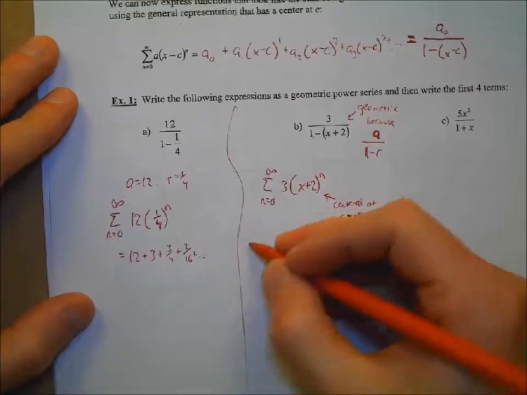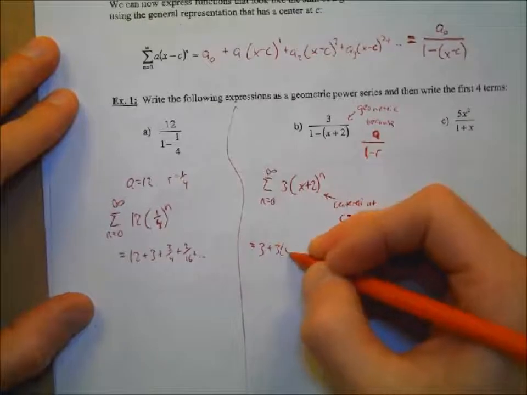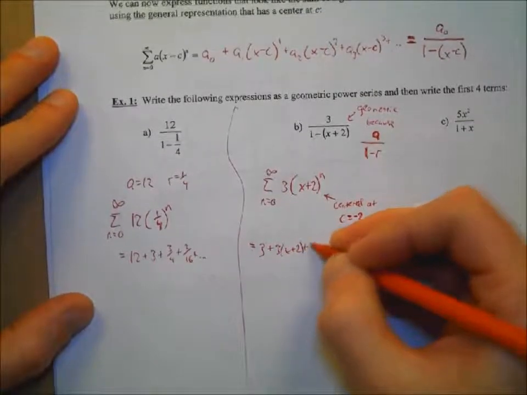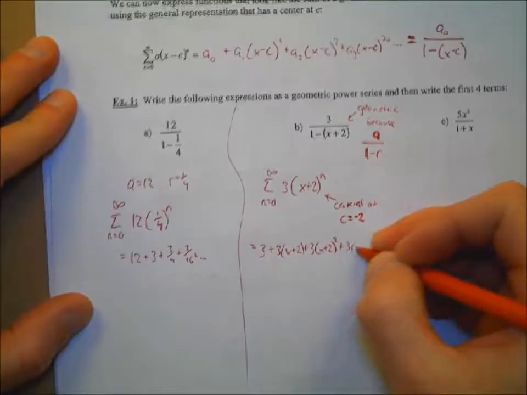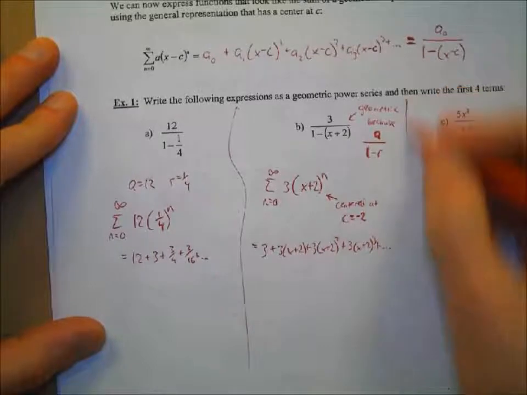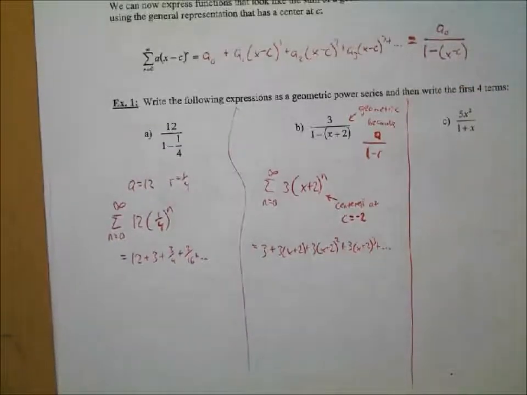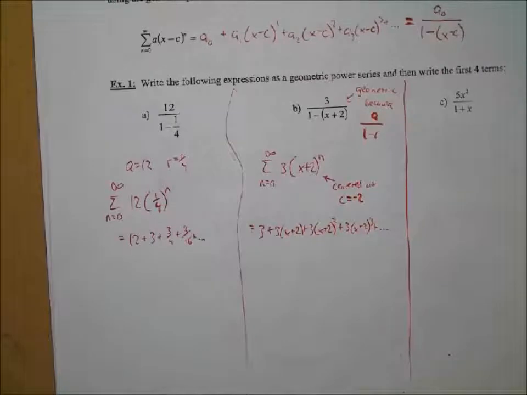So it'll be 3 plus 3 times x plus 2, plus 3 times x plus 2 to the 2, plus 3 times x plus 2 to the 3, plus... You get the idea. Okay, 4 terms there. So nothing too crazy, right? Just have to pull the pertinent information out.